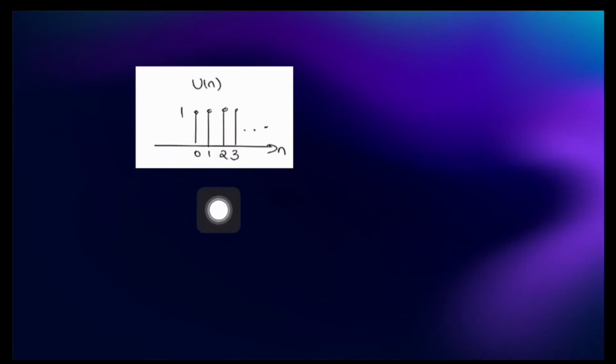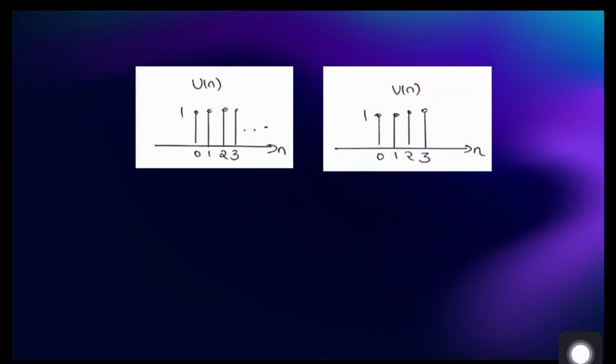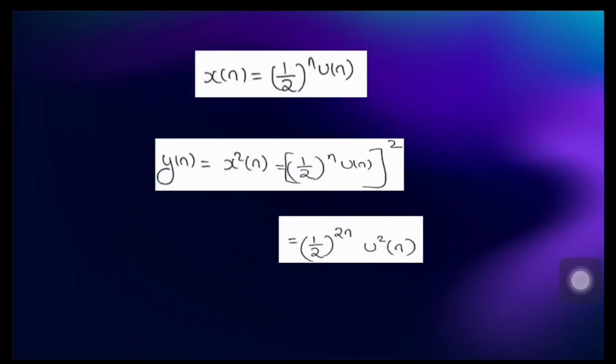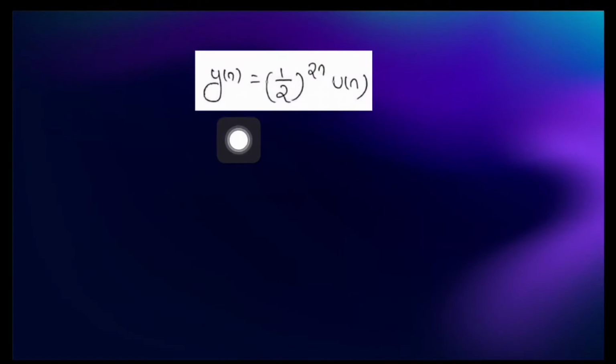Now, we are going to multiply this u of n with another u of n. From this waveform, it is clear that when we multiply u of n with another u of n, the result will be u of n itself. So we can write u square of n is equal to u of n into u of n, that is equal to u of n. Here y of n is obtained as 1 by 2 whole raised to 2n u square of n. When we replace u square of n with u of n, we get y of n is equal to 1 by 2 whole raised to 2n u of n.